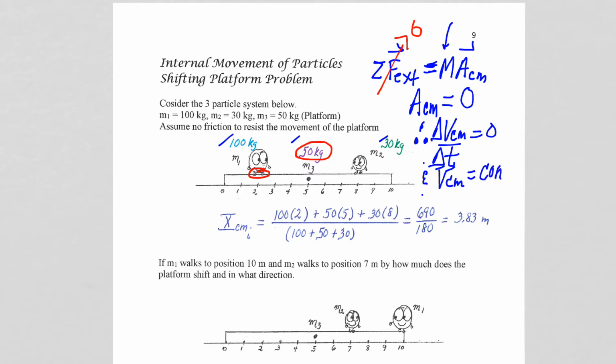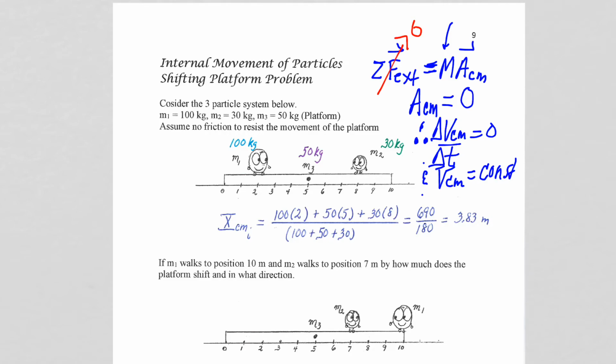Well, if the center of mass of this system that we're looking at, let me erase some of this for a second, clean it up. If the center of mass of our three-particle system, where we have M1, M3, which is the platform, M2, the other person, isn't moving initially, then the center of mass position can't move.